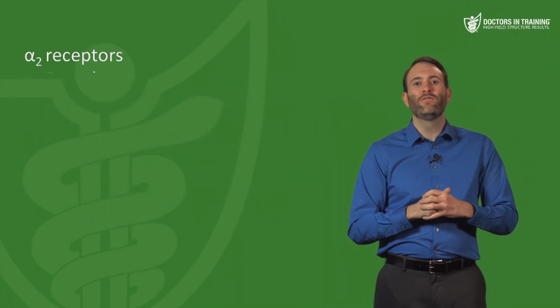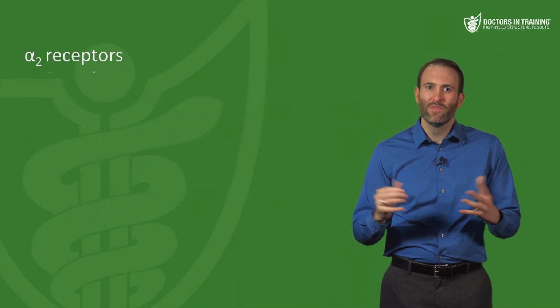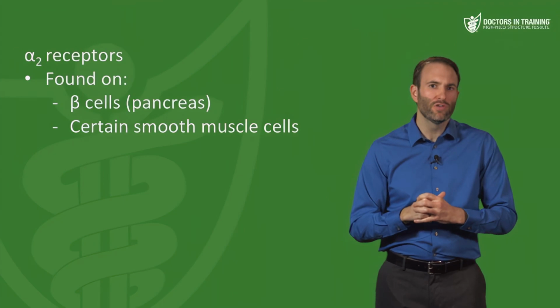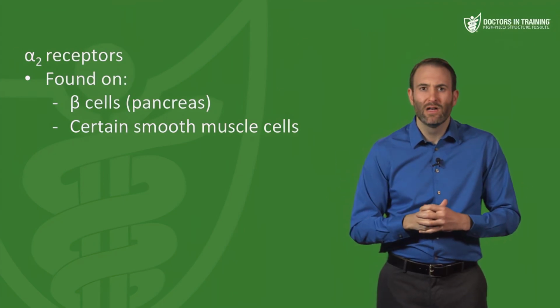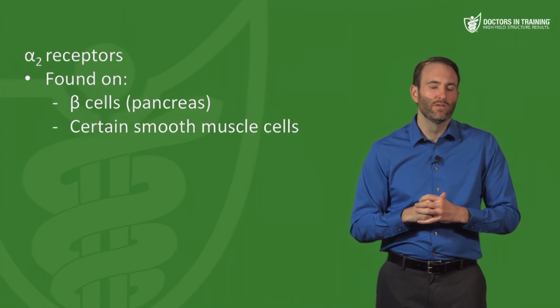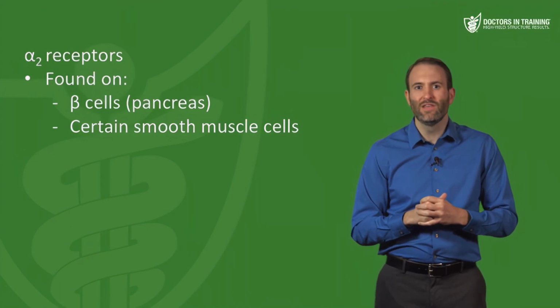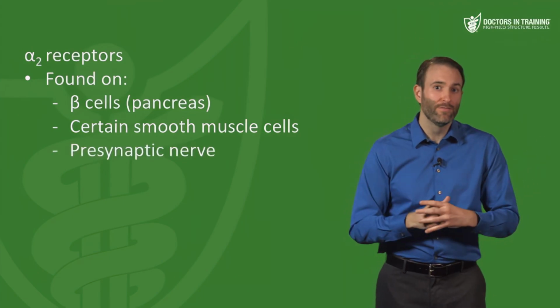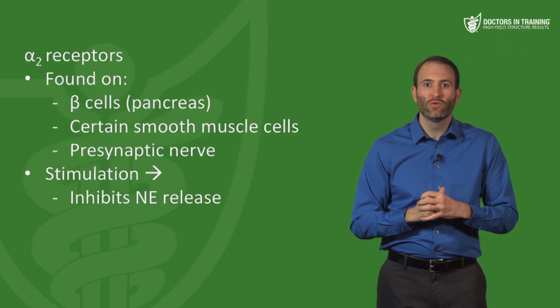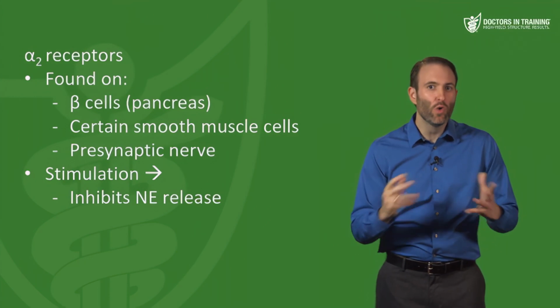Next, let's talk about the alpha 2 receptors. Those are a bit different. You only find alpha 2 receptors on actually just a few organs, things like the beta cells of the pancreas and on certain smooth muscle cells. Now, the most important location of the alpha 2 receptor, though, is on the presynaptic nerve itself. And when stimulated, the alpha 2 receptor acts to inhibit norepinephrine release.